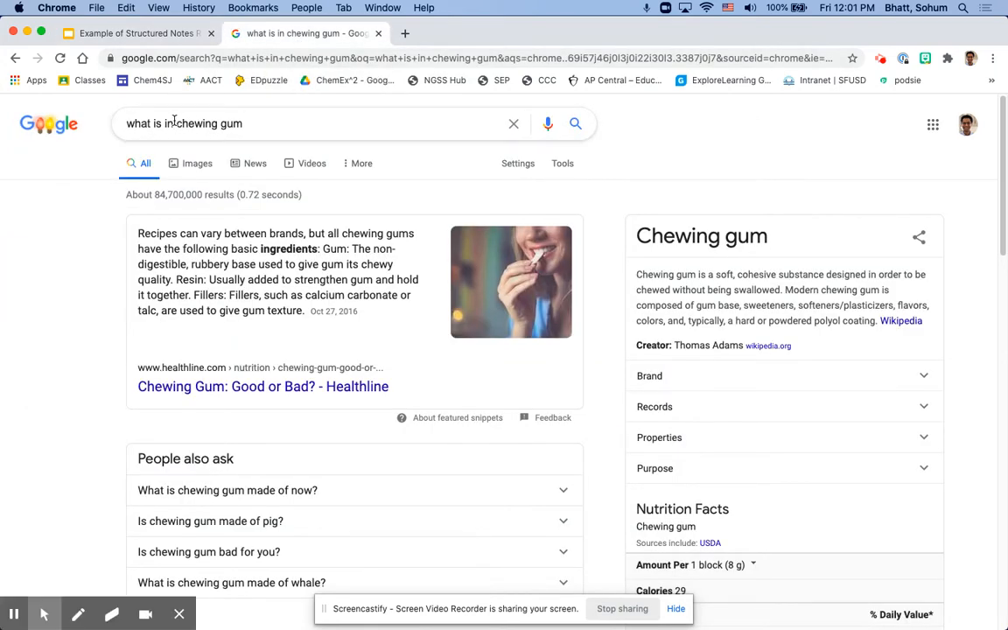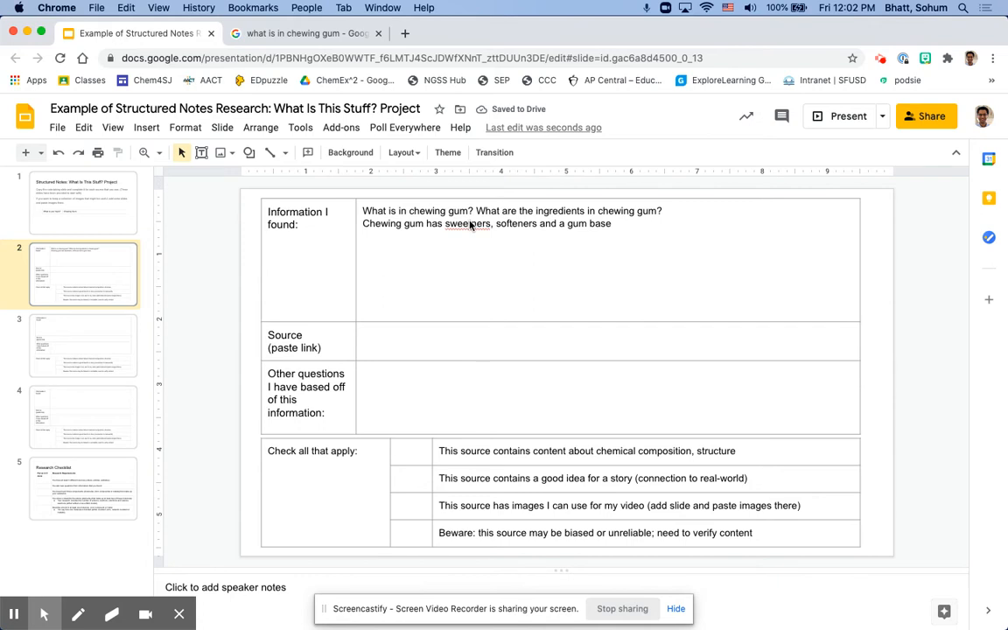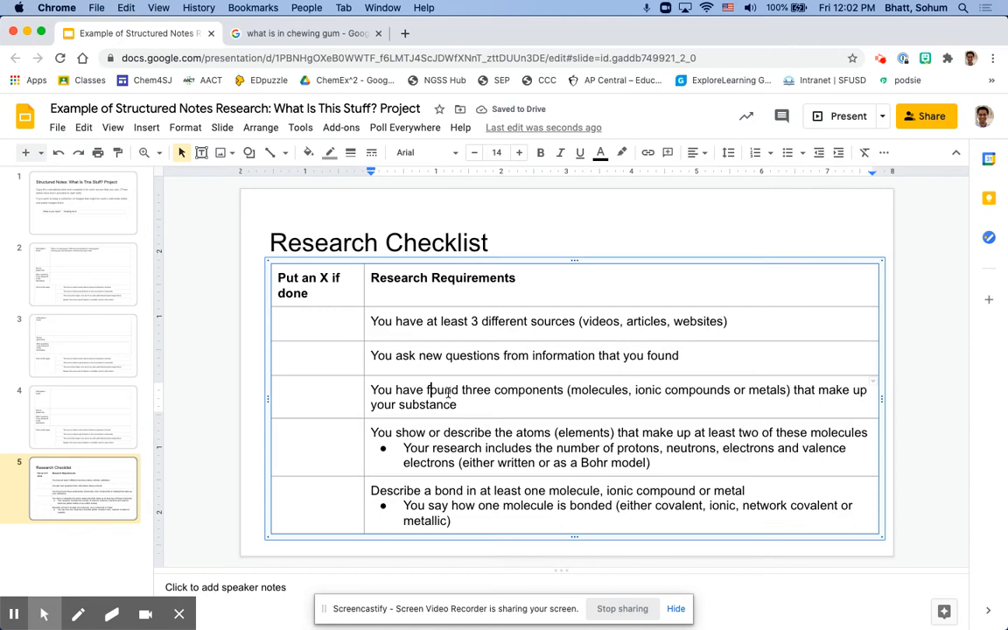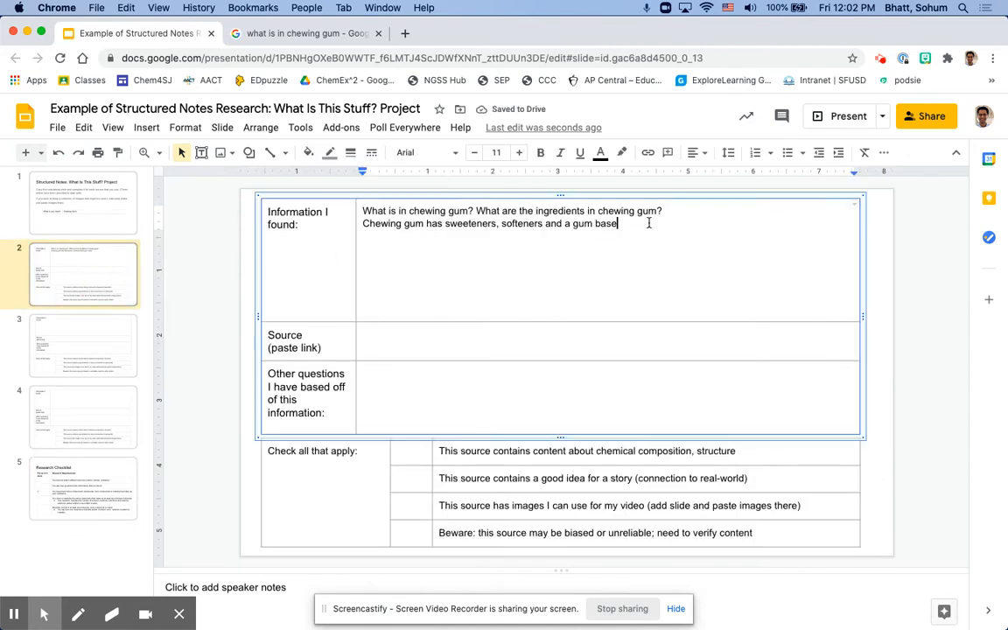I'm going to Google it, exact same thing. And I see that chewing gum has a gum base, sweeteners, and softeners. And so I'm going to write chewing gum has sweeteners, softeners, and a gum base. Now, on my checklist, I have found 3 components that make up my substance. And so what I'm going to do next is figure out what my source for this is.